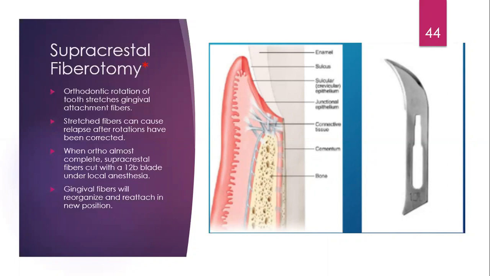So basically, the way that you want to correct this after ortho treatment is completed, you want to go ahead and cut those fibers so that the tooth does not rotate back into the position pre-ortho. Okay, gingival fibers will reorganize and reattach in the new position. So you're using a 12B blade. This is done post ortho, things to keep in mind. And just remember that orthodontic relapse is what happens when this fiber is not in the right place. It repositions the tooth in a position that we don't want it to be.